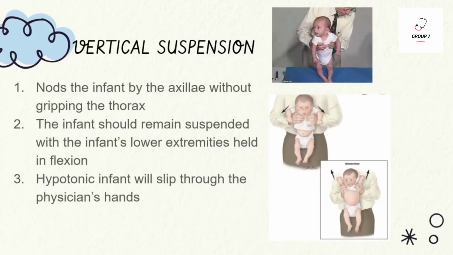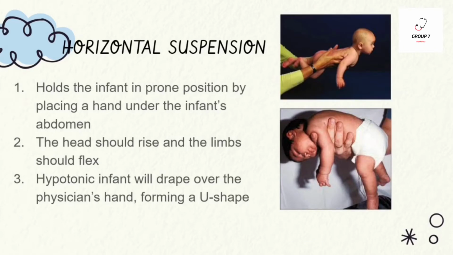For the vertical suspension, first, hold the infant by the axilla without gripping the thorax. Second, the infant should remain suspended with the infant's lower extremities held in flexion. If an infant is hypotonic, it will slip through the physician's hand. Last is the horizontal suspension. Hold the infant in prone position by placing a hand under the infant's abdomen. The head should rise and the limbs should flex. If the patient is hypotonic, it will drape over the physician's hand, forming a U shape.